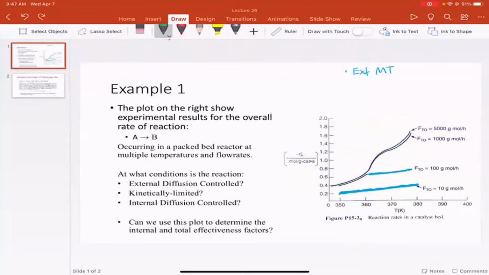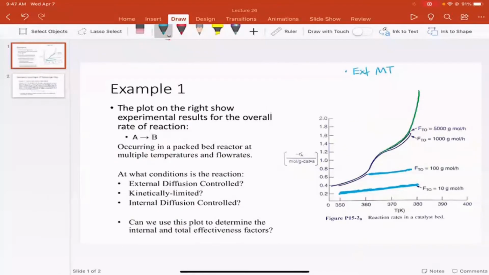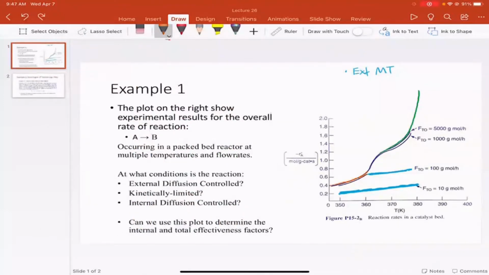So one of the things that we're going to know is that one of these exponentials here is going to be controlled by the external mass transport, and one of these exponentials here, and I'm sorry, I'm not going to use blue again, is going to be dominated, or its behavior is going to be dictated by kinetics, right? So one of these is kinetics, one of these is external mass transport.